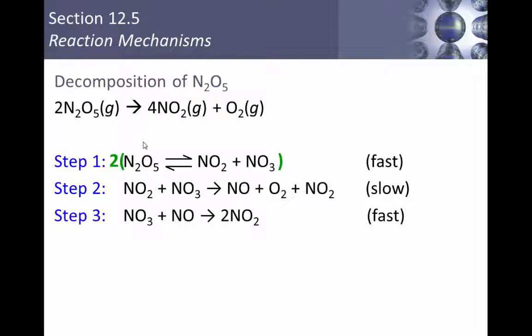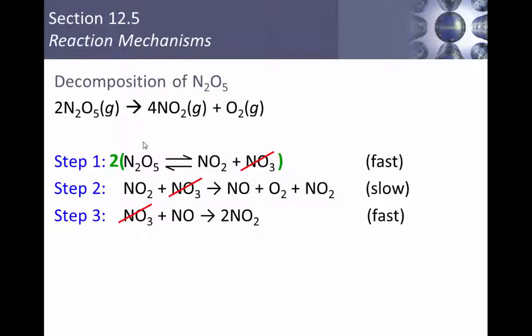Now notice the intermediate, NO3. So that gets canceled out as we're adding these together. Think of adding algebra equations together, like terms on each side get canceled. So we're canceling out the NO3. That's an intermediate. It's not going to appear in the overall reaction. We're going to continue canceling like terms.